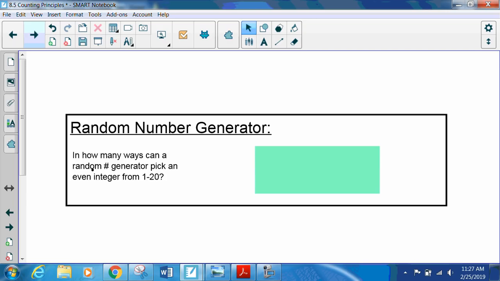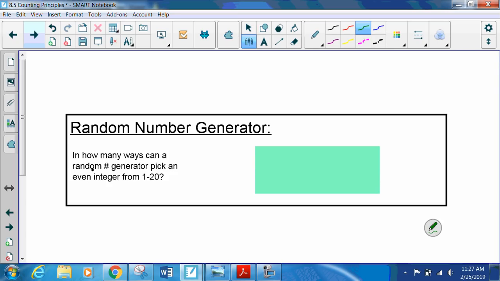We're just going to say, well, how many even integers are there from 1 through 20? If you have to count 2, 4, 6, 8, 10, and realize that there's 5 even integers in the first 10, and then 12, 14, 16, 18, 20, there's 5 even integers in the second 10. You could do it that way, or you could just divide 20 by 2, and you know that there are 10 even integers from 1 through 20.